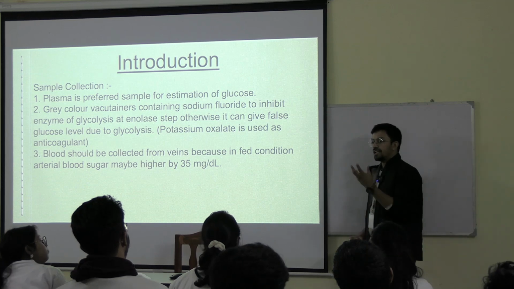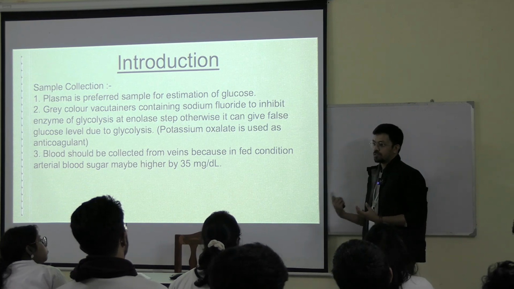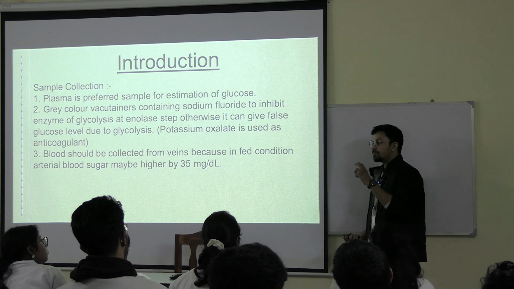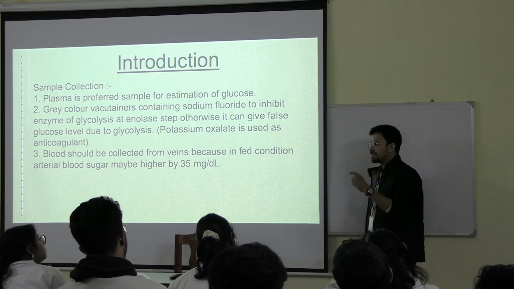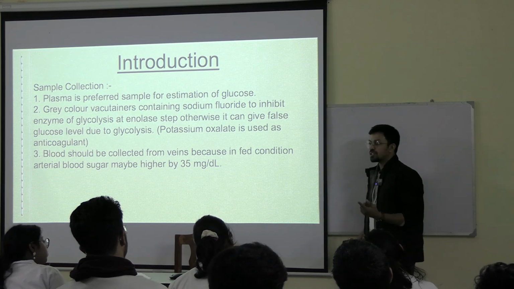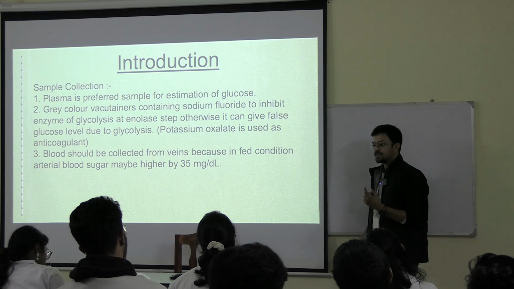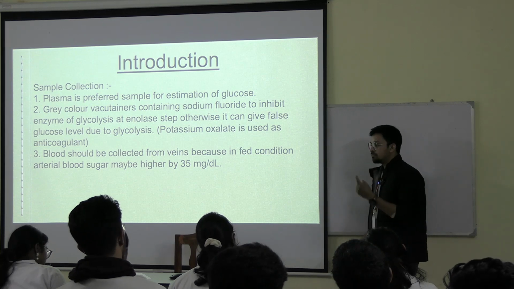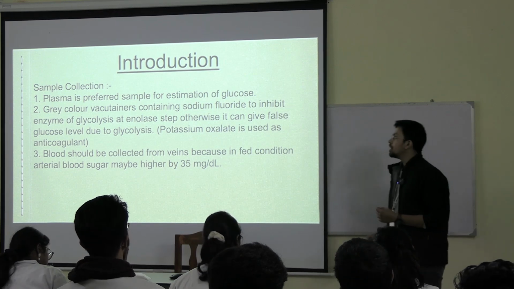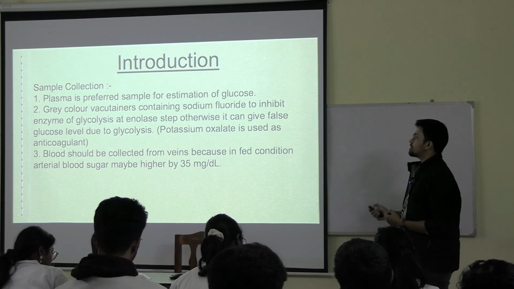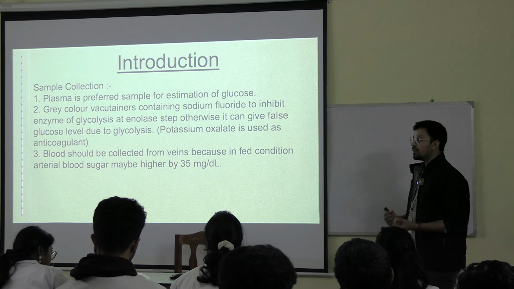So basically we take the blood and then we centrifuge it. The constituents of the blood like RBC and WBC settle down, and the serum is floating above, and that serum we take. Then we measure the blood glucose level, and that is the serum blood glucose level. That is why we say serum blood glucose level.